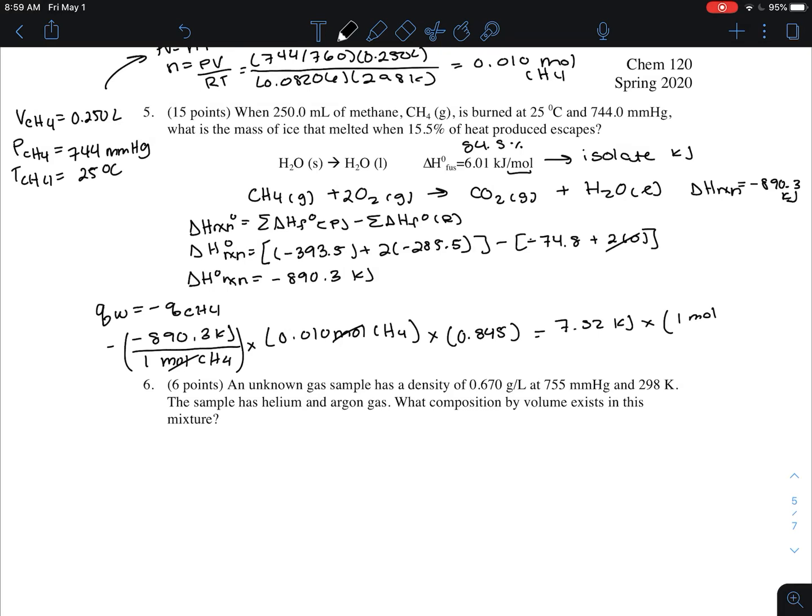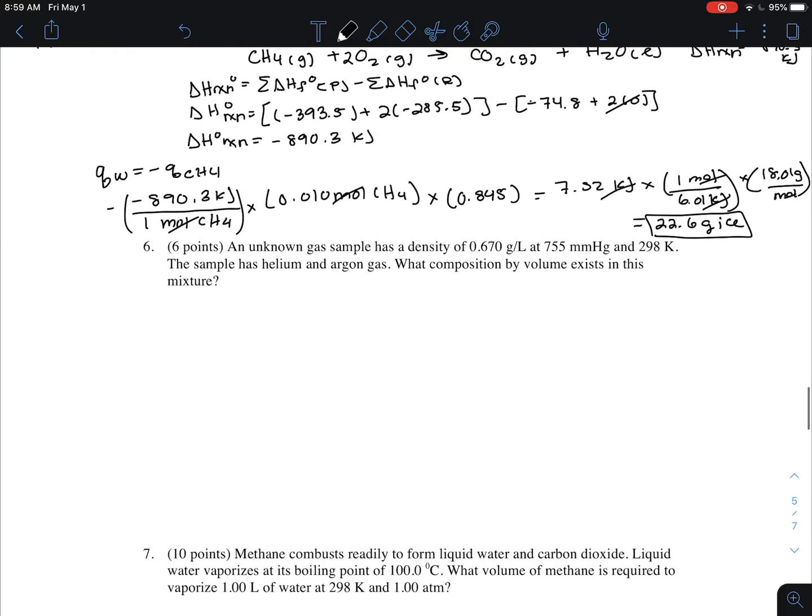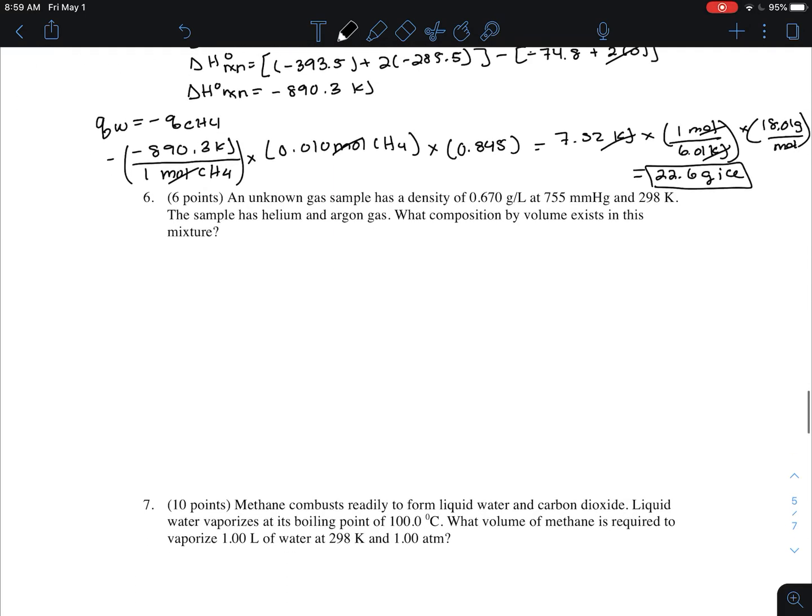All right, so then I need to take into account how much of the energy is needed to melt, which is 1 mole over 6.01 kilojoules. Then I can use my molar mass to find my grams. And I get 22.6 grams of ice. So just, again, thinking really, really carefully about all the different processes that are happening.